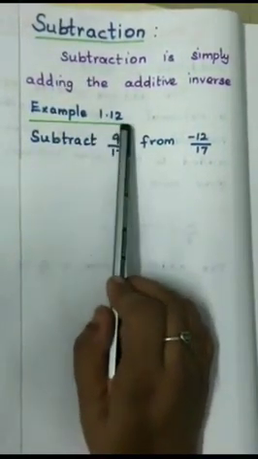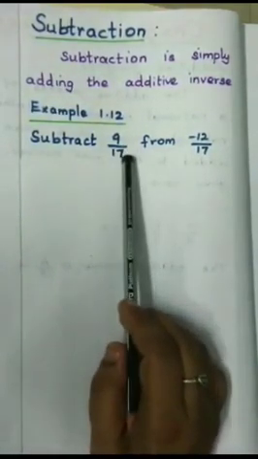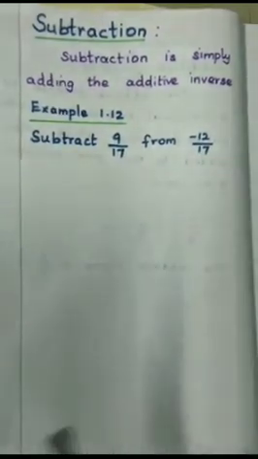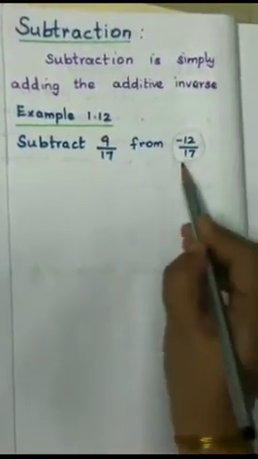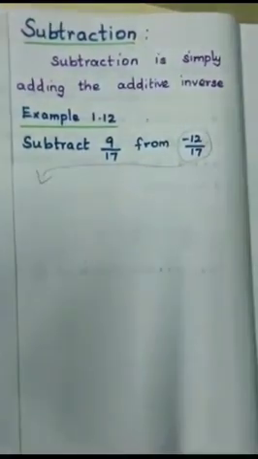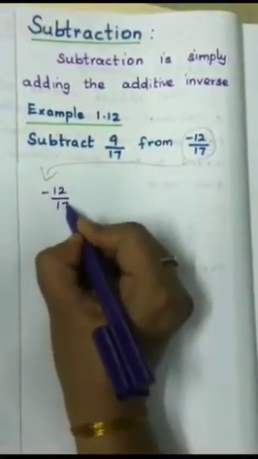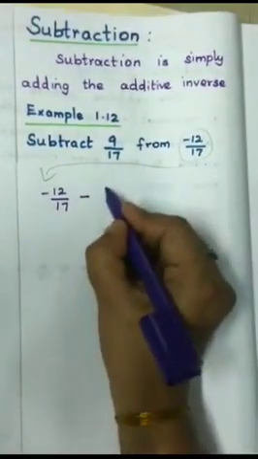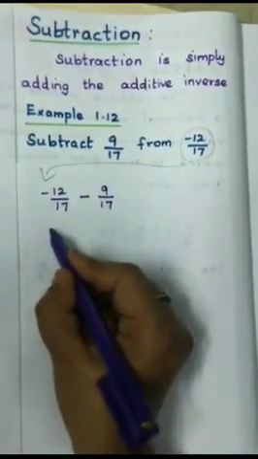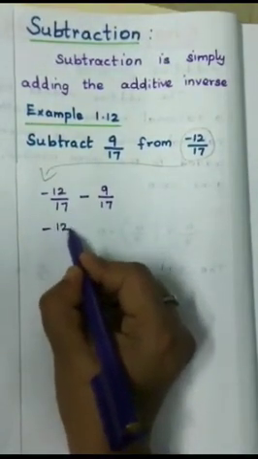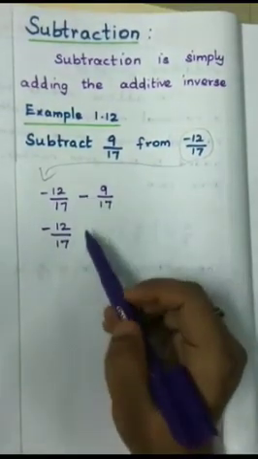Example 1.12. We are asked to subtract 9 by 17 from minus 12 by 17. Since we are subtracting from minus 12 by 17, you write this number first. Minus 12 by 17, then put minus sign, then write the next number 9 by 17. Next step, write the first number as it is. Now we are going to change the operation from minus to plus.